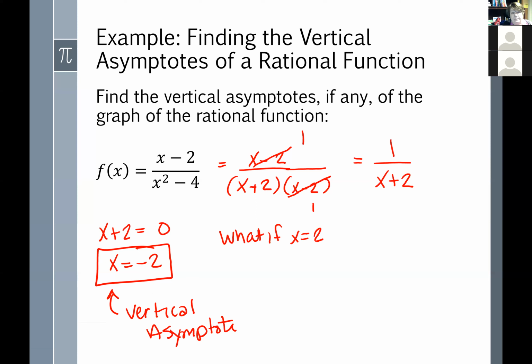Well, it can't. It can't equal 2. So 2 is a restriction on the domain. The vertical asymptote is a restriction on the domain. X cannot equal -2. Your function has behavior at -2. It either increases or decreases without bound as it approaches -2, but it can't equal -2. It can't equal 2 either, but 2 is not an asymptote. What is 2 then? 2 is a hole in the graph. Literally, it's a hole.